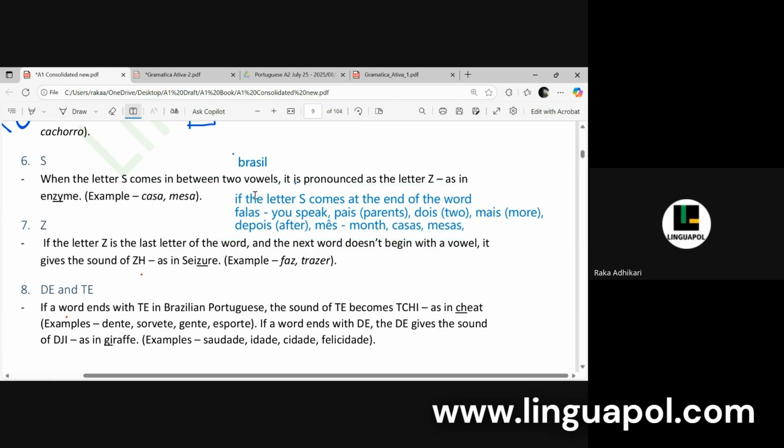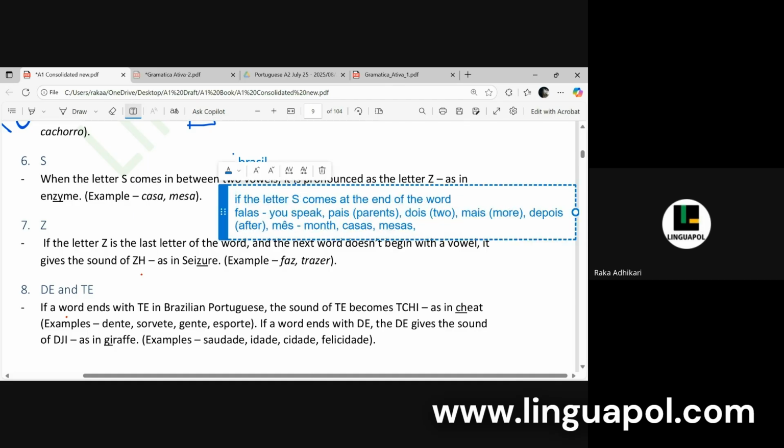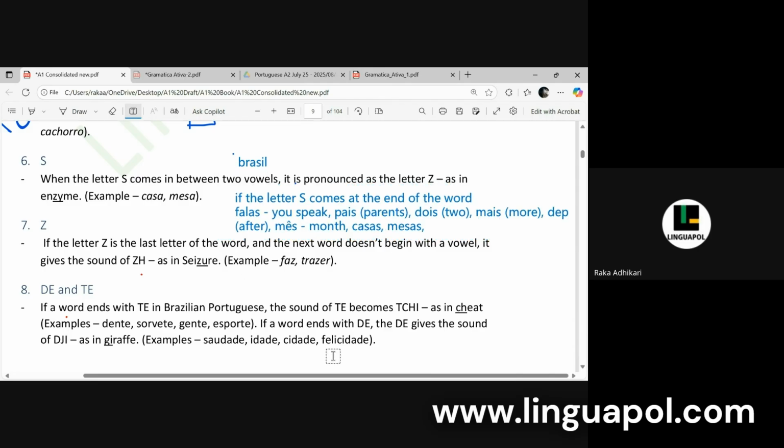I'll send a screenshot of this. So S has two rules. This second rule is not mentioned in your book. Please note it down. Please make sure that you mention it in the book itself or wherever you note it. It should better be in the book. Okay. So the rule of S is clear to everyone. The two rules of the letter S.